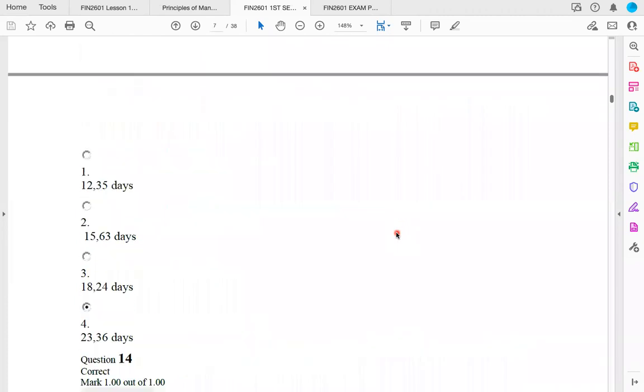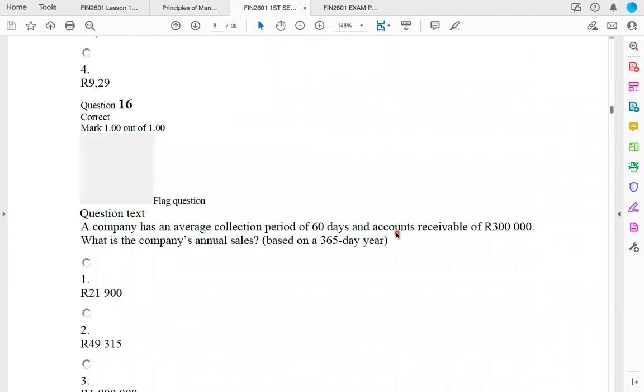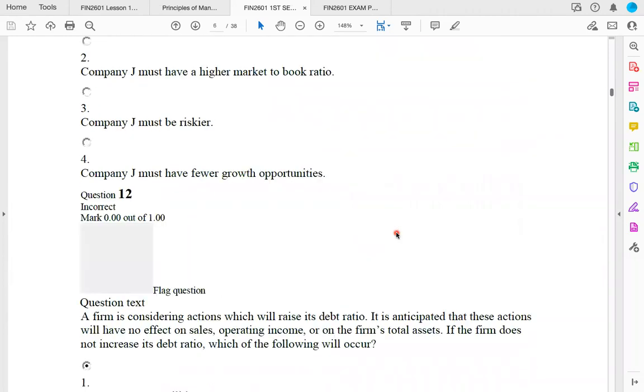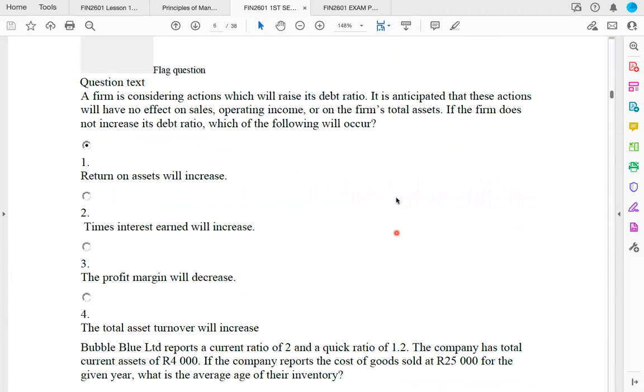Okay, we're nearly done. Question 12, question 13, 14, 15, 16. We're nearly there. Question 12 is theory. A firm is considering actions which will raise its debt ratio. It is anticipated that these actions will have no effect on sales, no effect on operating income, and no effect on the firm's total assets. If the firm does not increase its debt ratio, which of the following will occur? Okay, so this option has been chosen. We're not saying this is the correct option. We now want to discuss and decide which of these is the correct option.